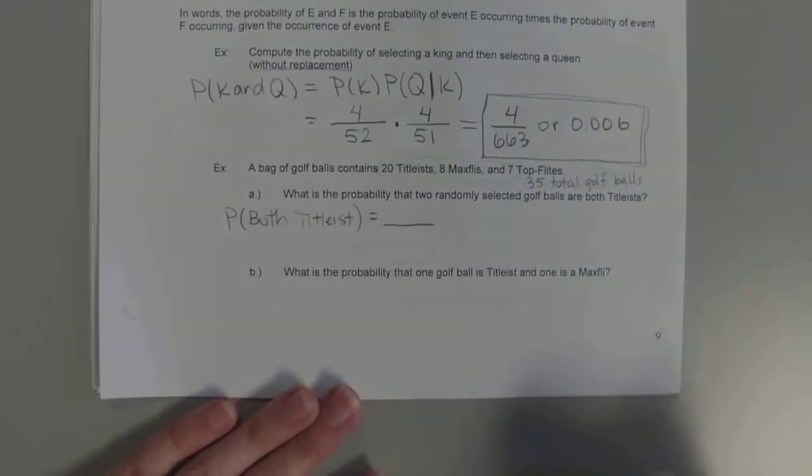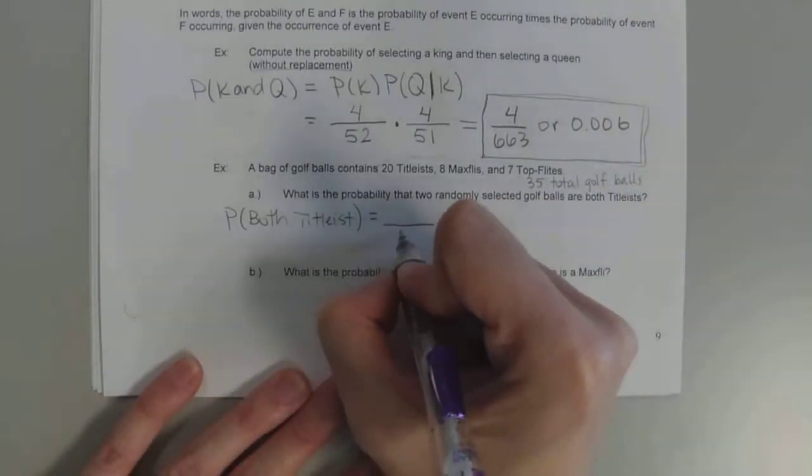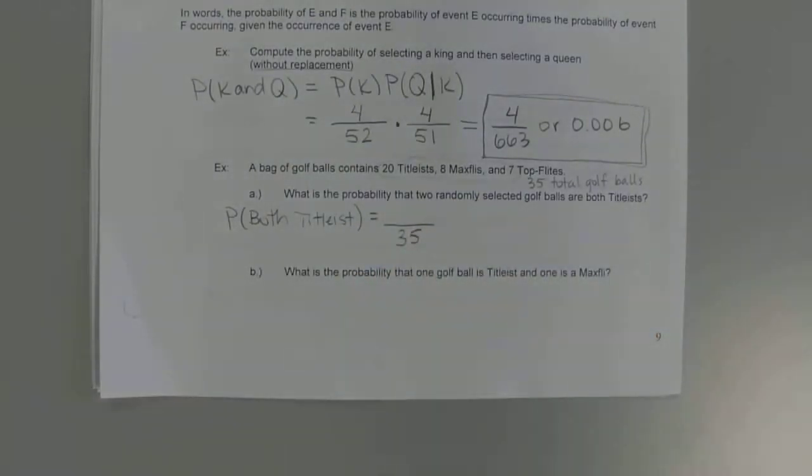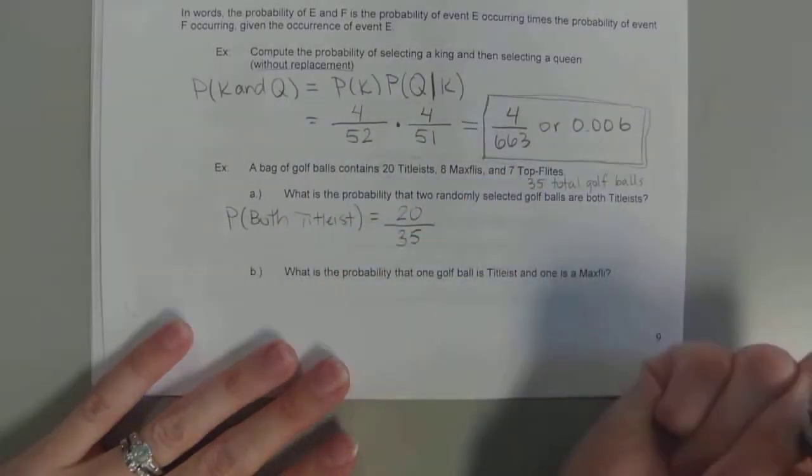So when we go to grab that first golf ball, how many golf balls do we have to choose from? 35. But of those 35, what type do I care about choosing? Titleist. How many of those are Titleist? 20. Okay. So I get that. I put that in my pocket.